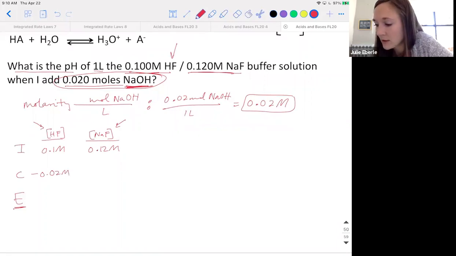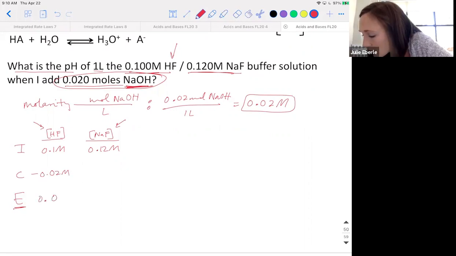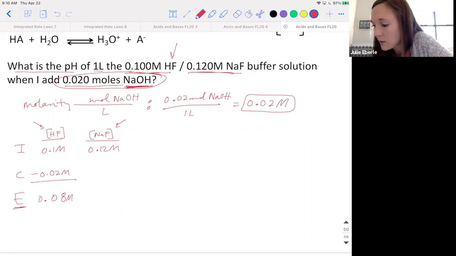So what's our new equilibrium concentration? 0.08. You just literally do 0.1 minus 0.02. And calculate the total. If the concentration of HF is going down, the concentration of the conjugate base is going up by the same amount, 0.02 molar.